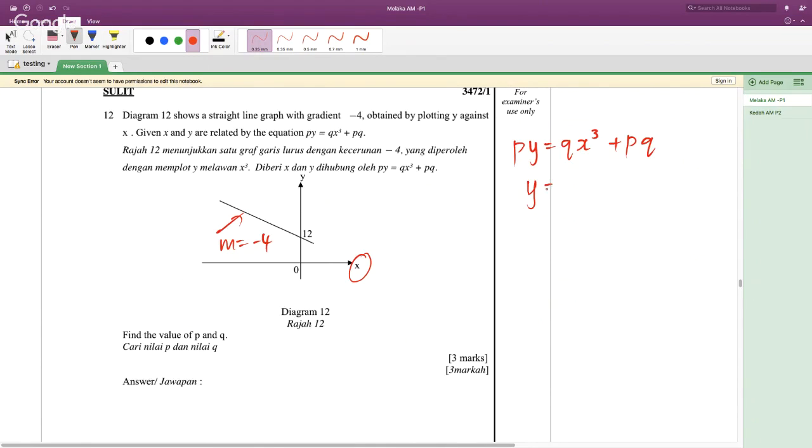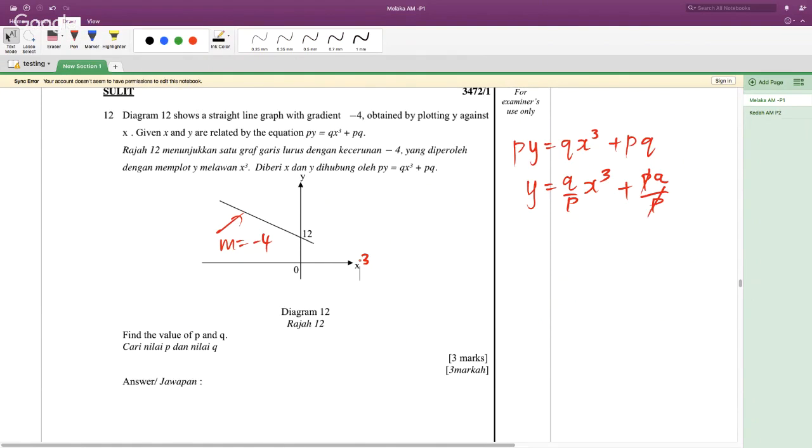If I move the p to the other side, this is q over p, x cubed, and then divide by p, so q over p, and you are left with only a q here. So I guess the question definitely has something wrong. We have to change this one into x cubed in order to solve it.